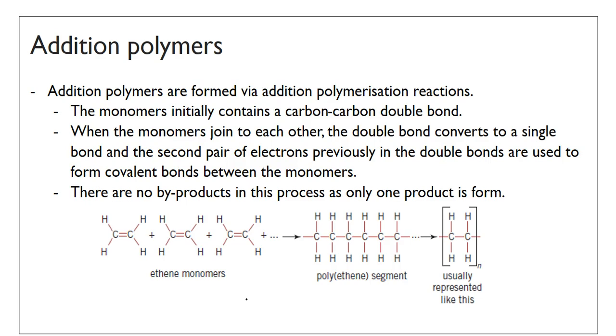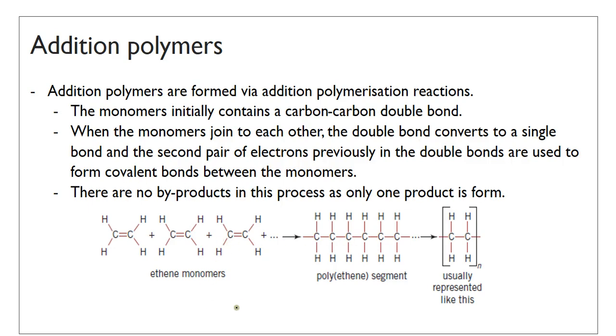We'll see. Okay, so addition polymers are formed via addition polymerization reactions, and it is absolutely essential that the monomers are alkenes. Actually, they can be alkynes, but we don't look at it. But they have to contain at least a carbon-carbon double bond or carbon-carbon triple bond. But we really only look at the type with a carbon-carbon double bond. And when the monomers join to each other, the double bond converts to a single bond.